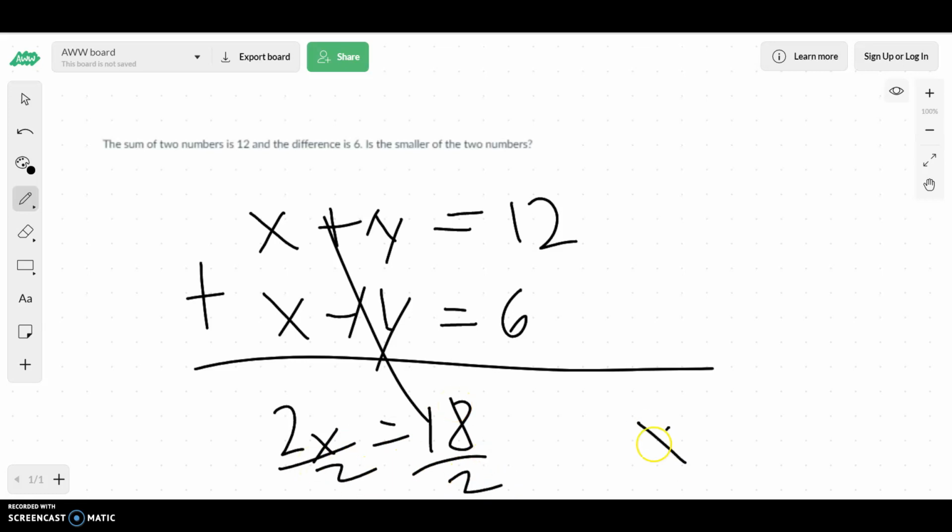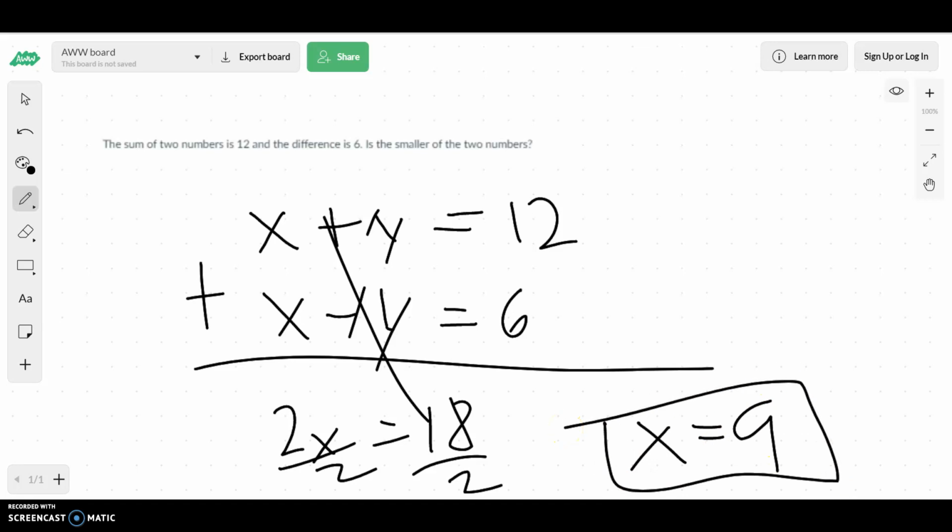I'd divide both sides by 2. And I get x is equal to 9. So the first number is 9. Well, 9 minus what gives you 6? So that means the second number is 3. That also works for the 12, so 9 plus 3 is 12. So those are the 2 numbers.